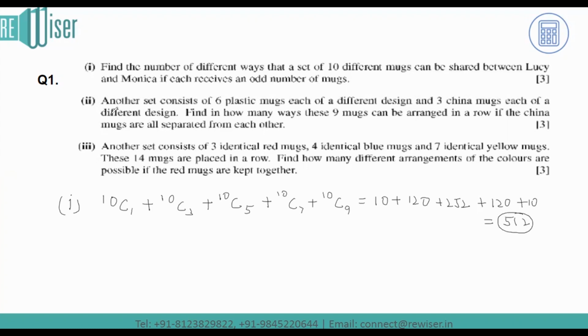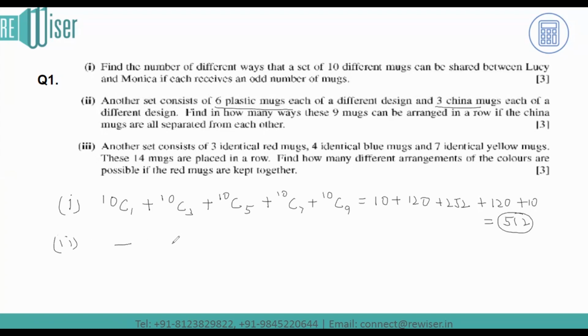Now, for part 2, it says that there are 6 types of plastic mugs, which are of different designs, and 3 types of China mugs. In how many ways can these 9 mugs be arranged in a row if the China mugs are all separated? To do this type of problem, we first have to arrange the 6 plastic mugs.